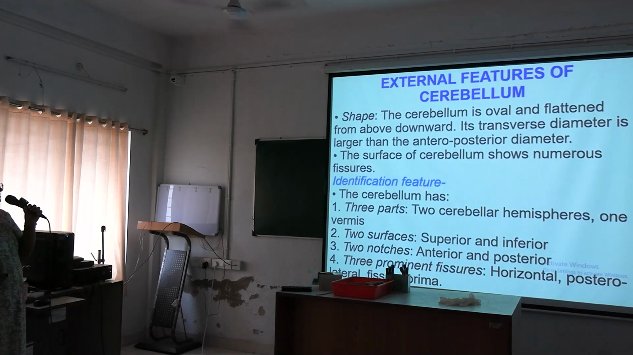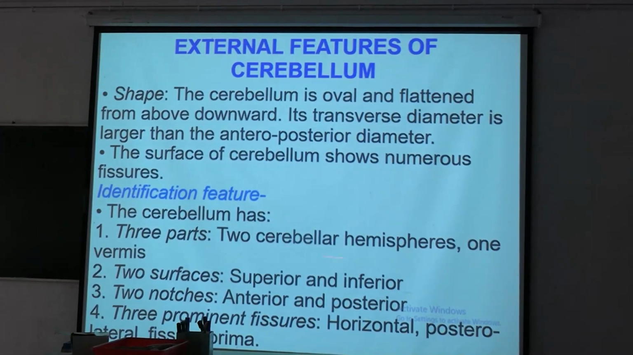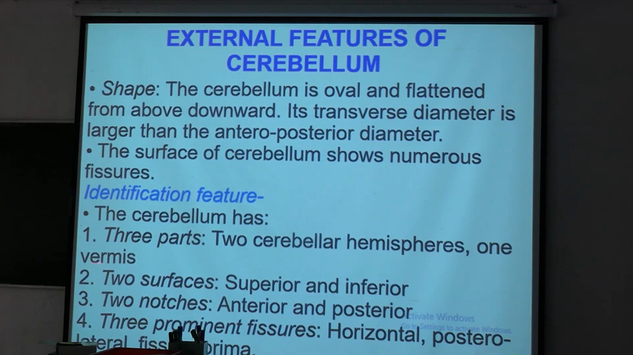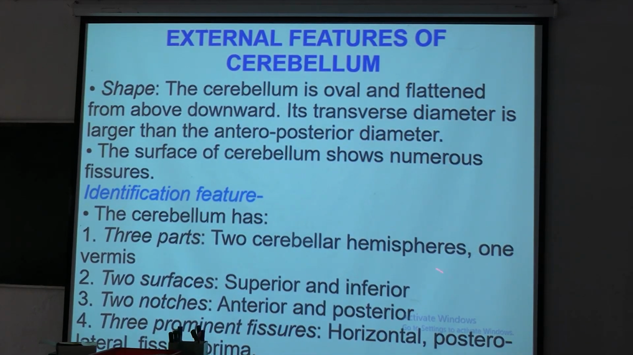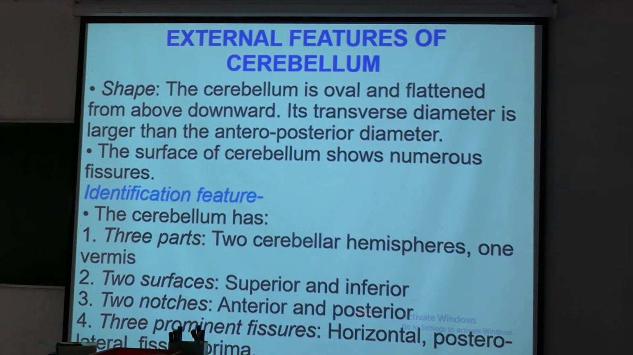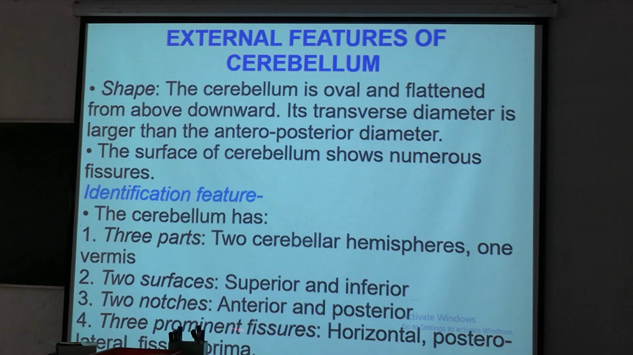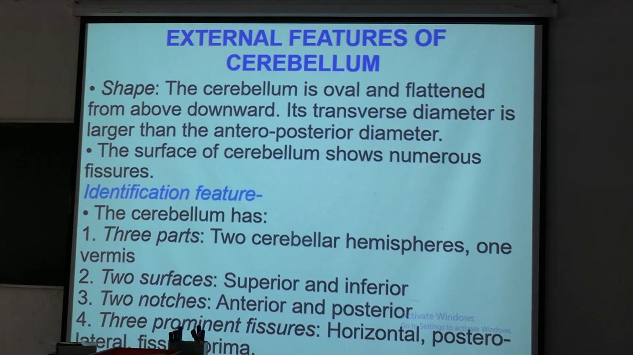Next, what is the identification features? Cerebellum has three parts: two cerebellar hemispheres and one vermis. There are two surfaces, superior and inferior surface, two notches, anterior and posterior notch, and three prominent fissures: horizontal fissure, posterolateral fissure, and fissura prima. Okay.